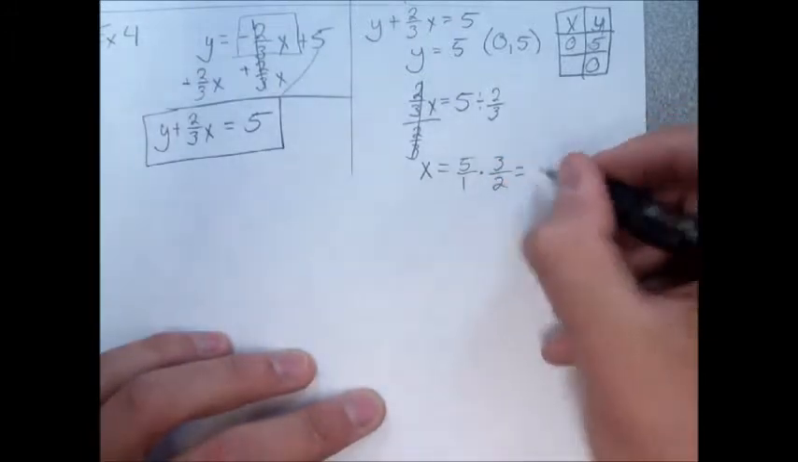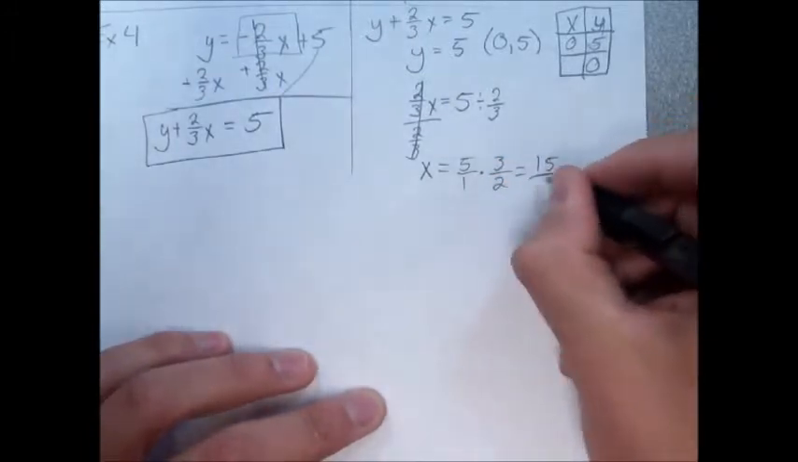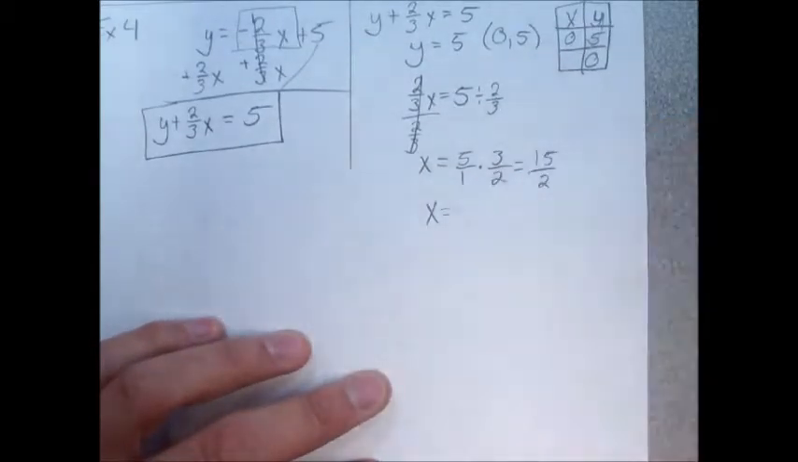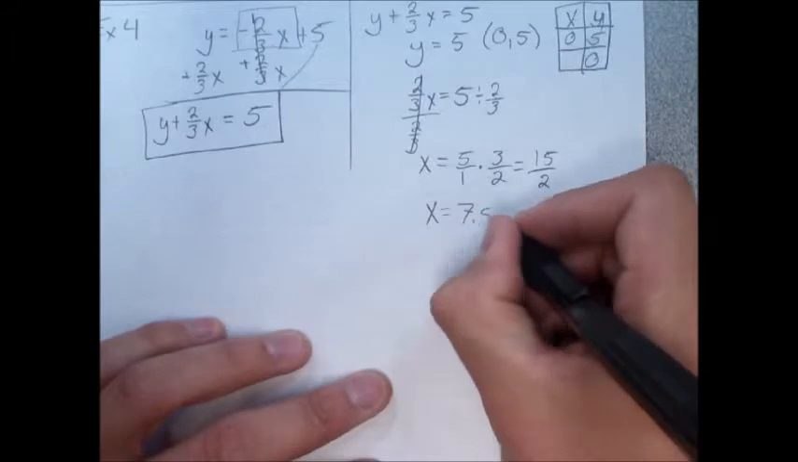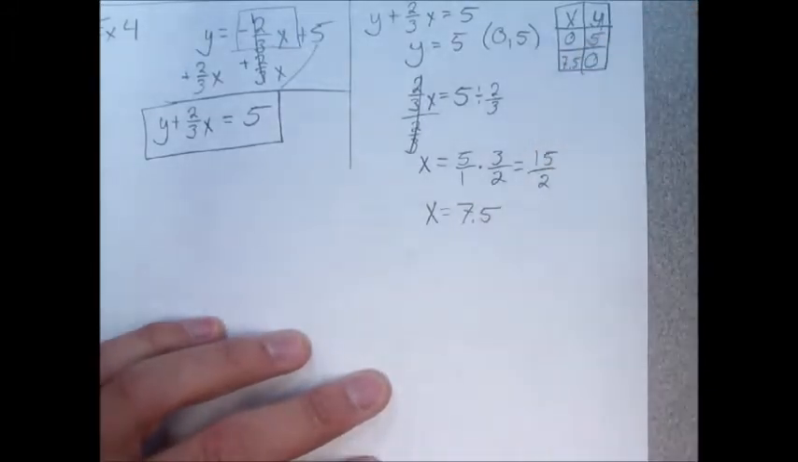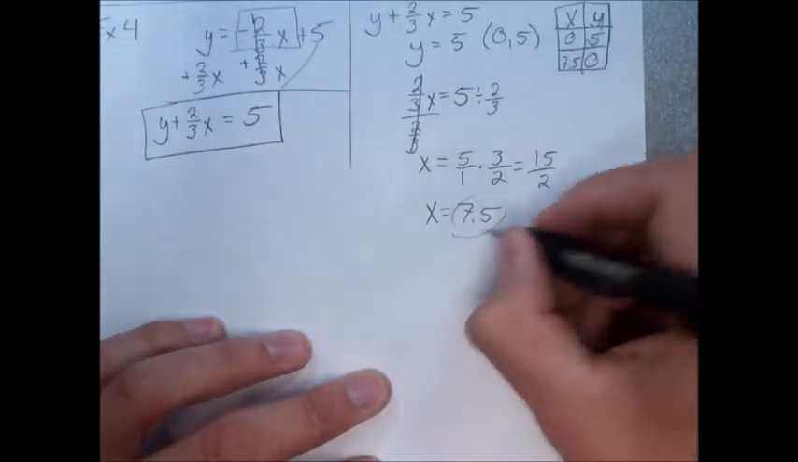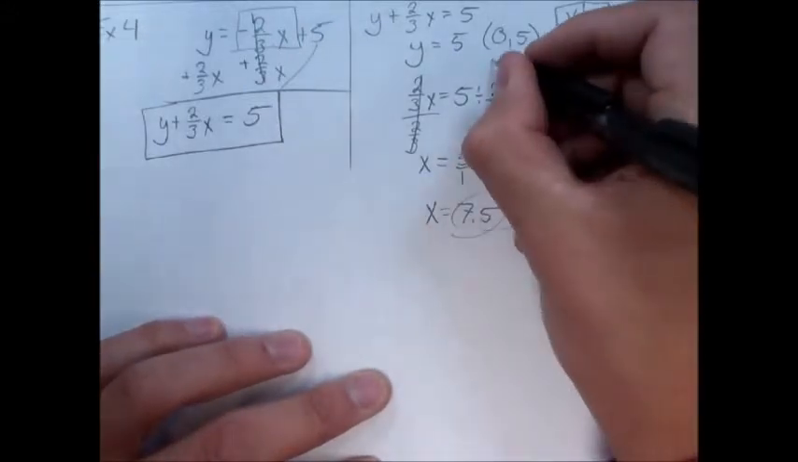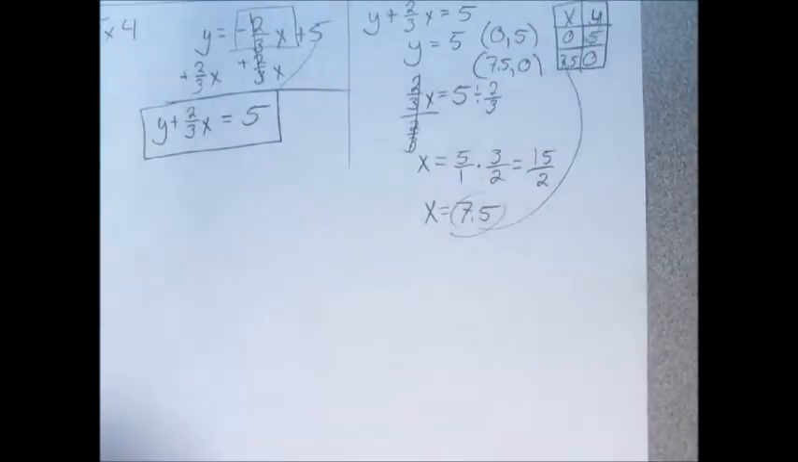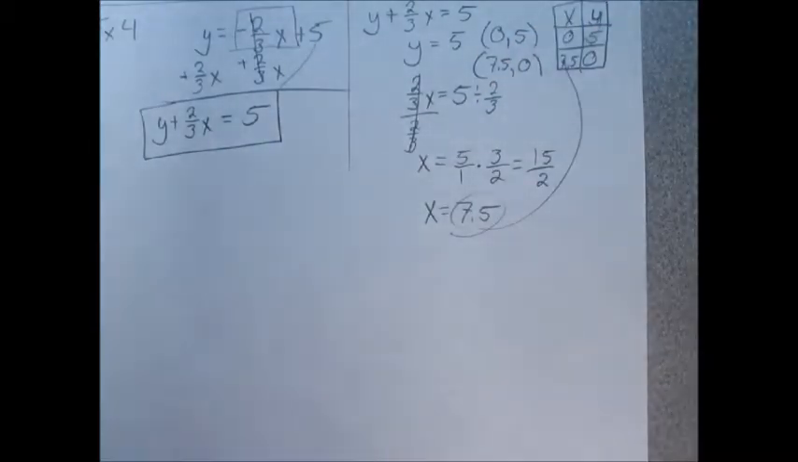And I multiply straight across, right? And I get 15 halves. I can reduce that down or just write it as a decimal. I'm going to write it as a decimal, 7.5. So I get 7.5 as my x, so I need to put that in my chart. So I get 7.5, 0. And that will be my x-intercept. So there we go.